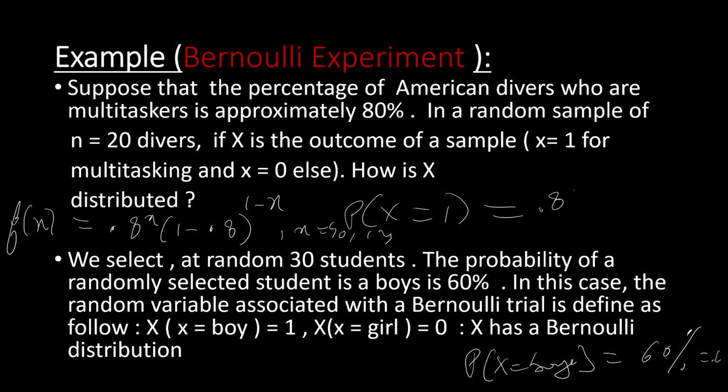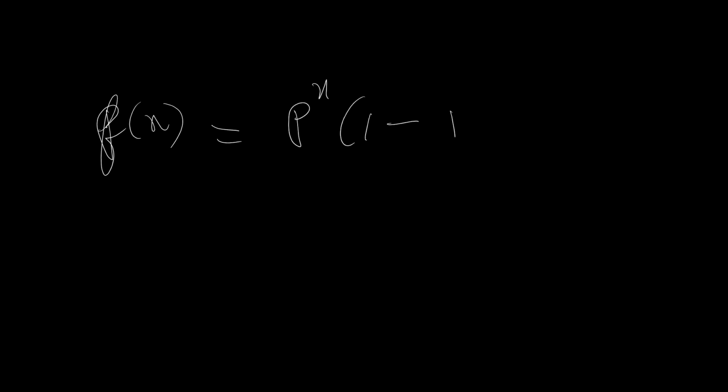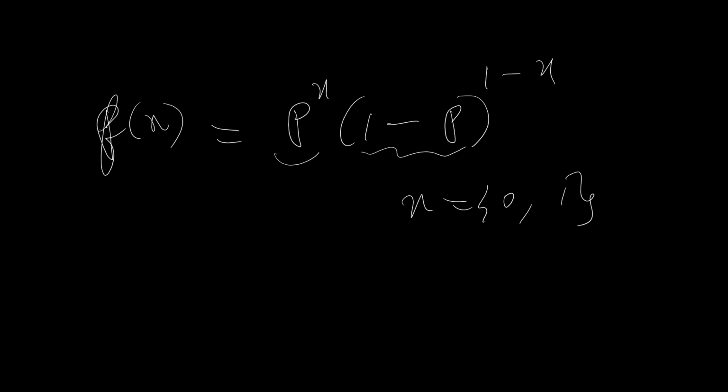The way you see it is, if x is 1, for example, you replace 1 here, and 1 minus 1 is going to be 0, so it's just the probability that you get the boy. That's one interesting fact. What I'm saying is, if you have the probability mass function f of x for a Bernoulli experiment, you have p to the x, 1 minus p to the 1 minus x, and x takes the value 0 or 1. This is the probability of getting 1, and this is the probability of getting 0.